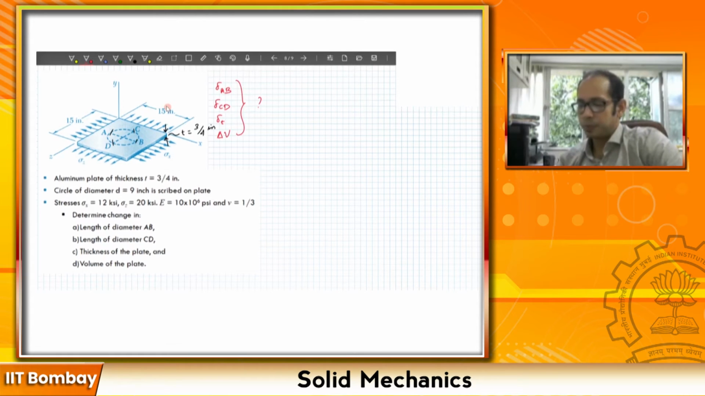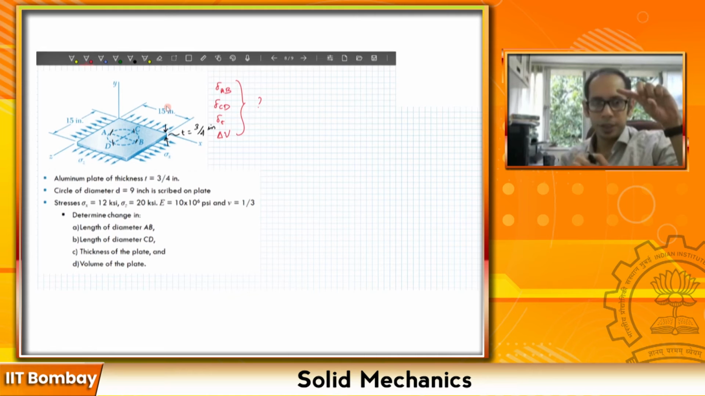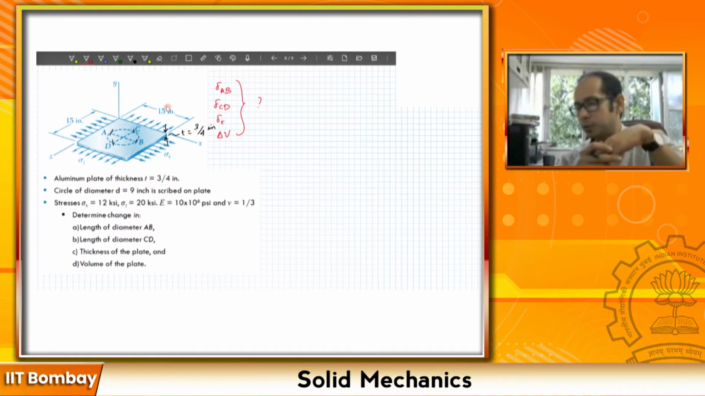Now as you can probably guess, since we are given the stresses and the Young's modulus, we are first going to have to calculate the strain, and the deformations, the deltas, are directly related to the strains. For example, if your original length of AB was 9 inches, you're just trying to find the delta. So your epsilon x along the x direction is going to be delta AB divided by the original length of AB, and so on. So let's dive right into this problem.